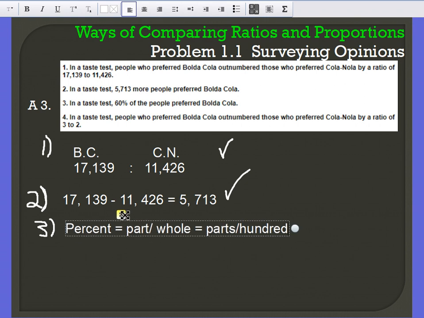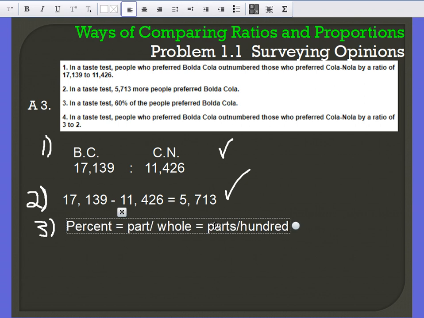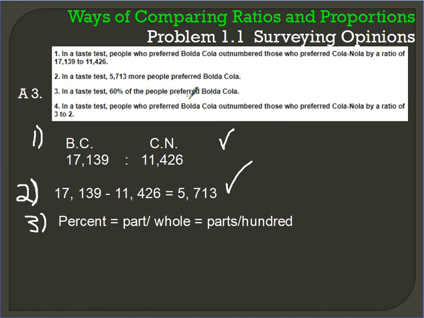In this case, we don't have exactly 100 votes. So we have to figure out what is the whole number of votes that we have for this particular taste test and what part we are concerned with. The part that we're concerned with is the number of people that preferred Bolda-Cola. So we look for Bolda-Cola up here at the top. We see the number of people that preferred Bolda-Cola is 17,139. So we know in this calculation which number to use.